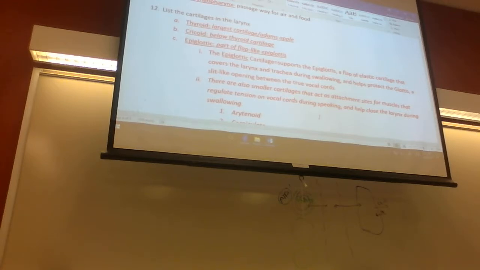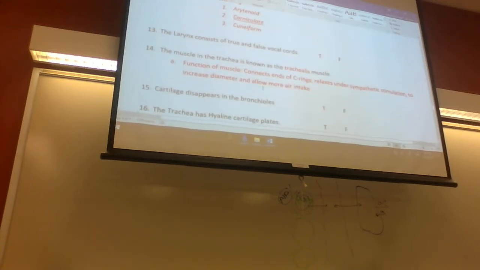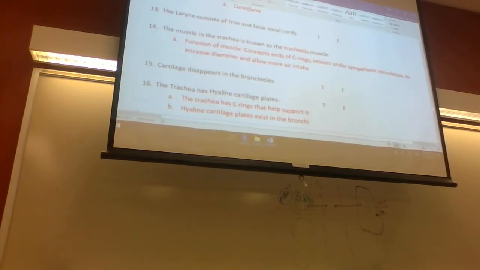The epiglottic cartilage is part of that. So those are the main ones. So if you see thyroid cartilage, cricoid, or epiglottic, that's just 3 cartilages of the larynx. Another thing about the larynx is that it consists of true and false vocal cords. True vocal cords are ones that actually make noise. False vocal cords just look like vocal cords, but they don't actually make noise. So they're called false.